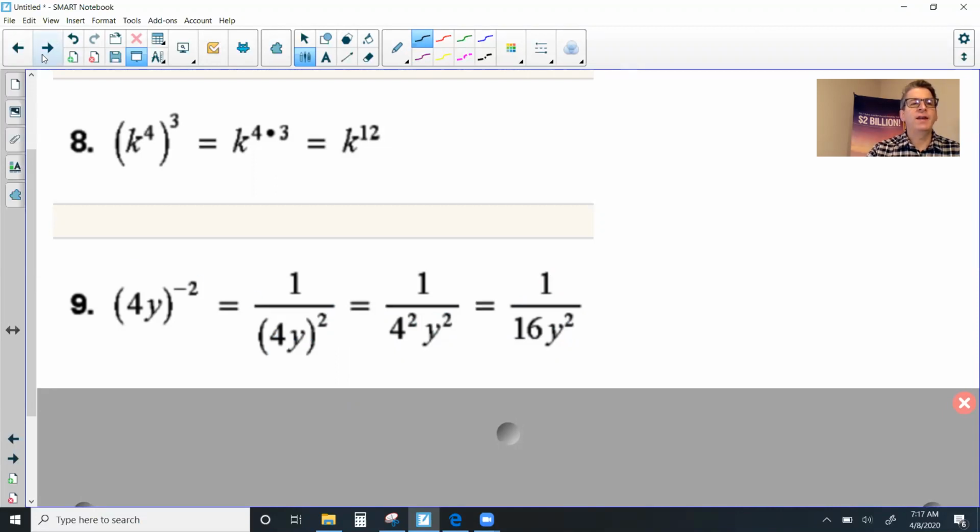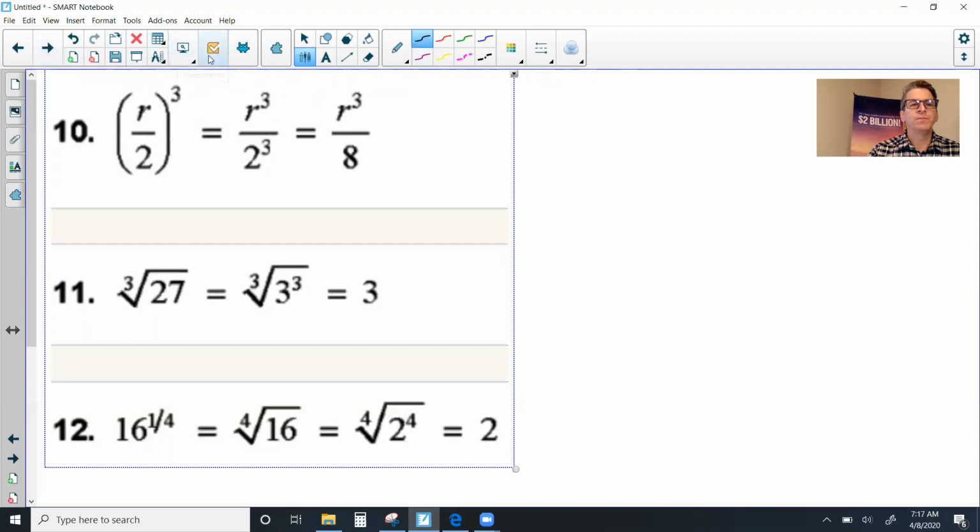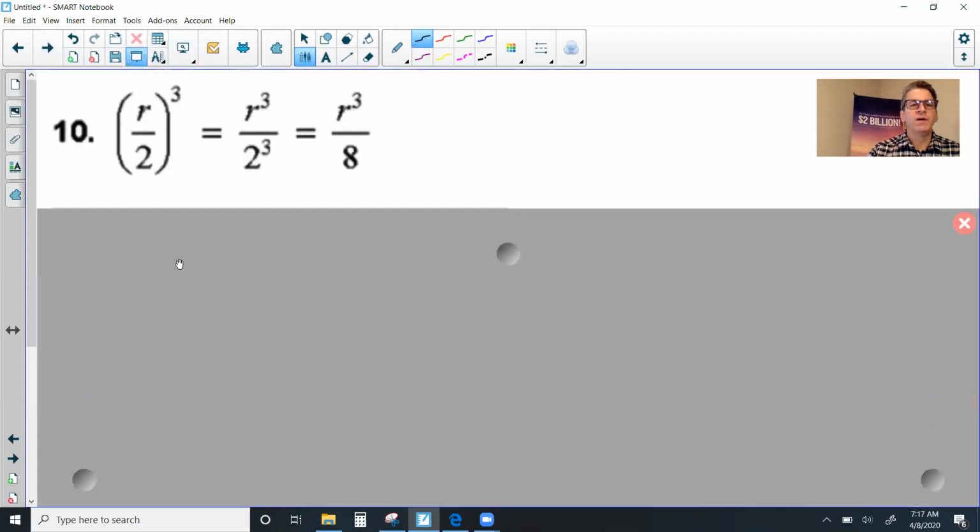Moving on to number 10. Likewise, division, but it's raised to a power. So again, you have a numerator, r, divided by a denominator, 2, and all of this is raised to the 3rd power. Okay, so what we're going to do here is take this numerator, r, and raise it to the third power, r to the third. Then we're going to take the denominator 2 and raise it to the third power, 2 to the third. Final answer, r to the third over 8.